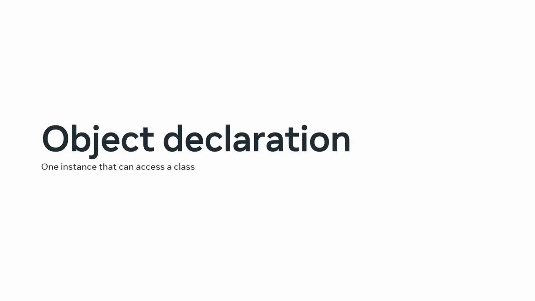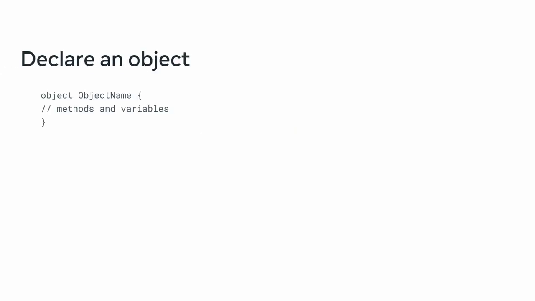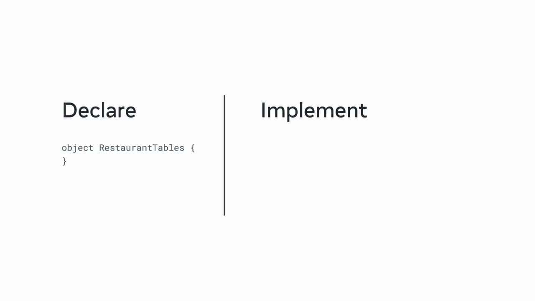Let's summarize the key points you learned in this video. A singleton means you only have one instance to access a class. To do this in Kotlin, you can use an object declaration. To declare an object, use an object keyword followed by the object name without parentheses. And inside its curly braces, you can add methods and variables that are to be accessible using that object anywhere. In the singleton pattern, the constructor must be private.